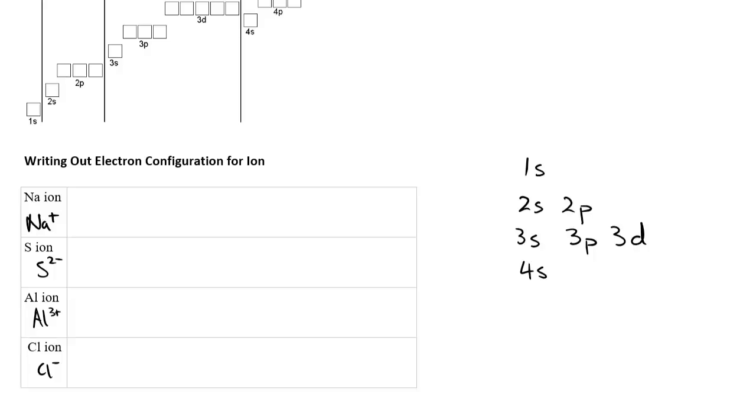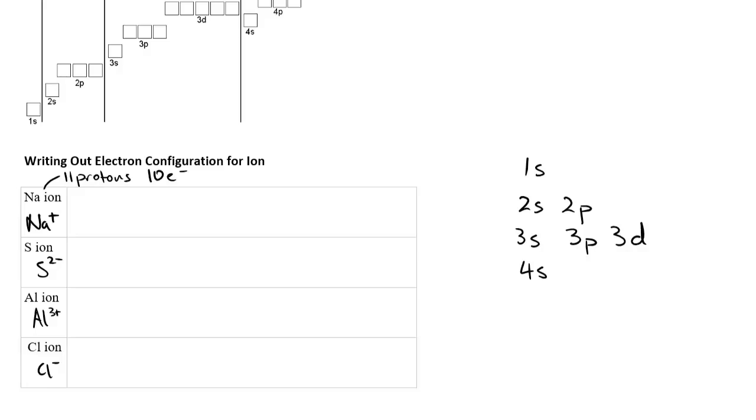Okay, so we know that sodium has 11 protons, but when it's sodium plus, the amount of electrons is 10 electrons. Okay, because overall there are more positive charges than there are negative charges.